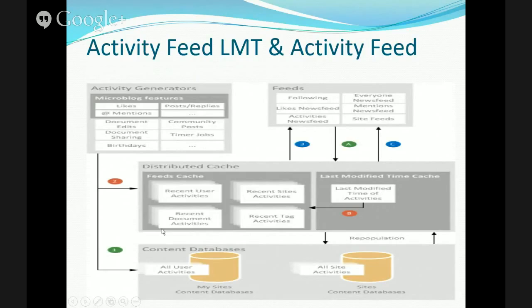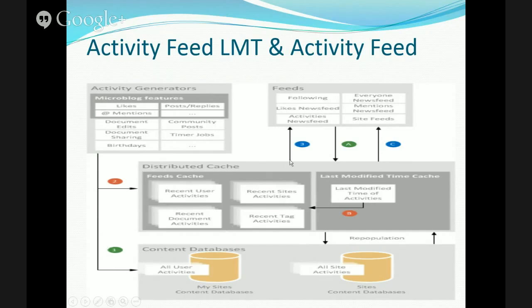Now you have this distributed cache. The data first goes in and sits in the content database as well as in the distributed cache. This is my last modified activity cache that I have. Whenever my modified activity cache expires, which means the time expires, I am going to trigger this distributed cache to cache the data which is being sent by the activity generator.